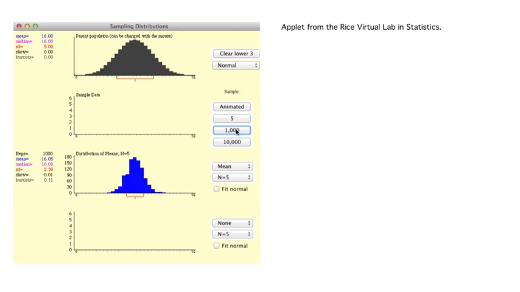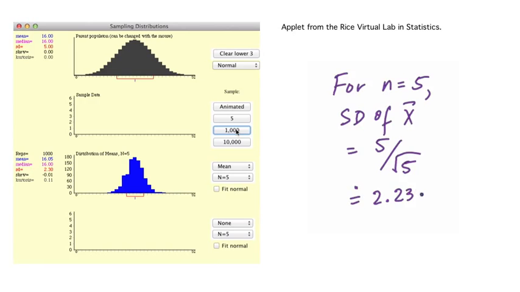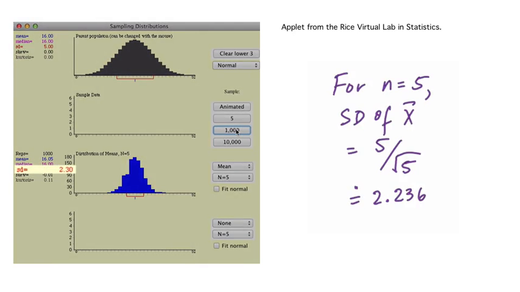Also, it is much less spread than we have in our theoretical model, also expected. The standard deviation of the distribution of means of samples of size 5 should be the theoretical model standard deviation divided by the square root of the sample size 5. And 5 divided by the square root of 5 is 2.236, and this is very close to the 2.30 we got for the standard deviation of our 1,000 samples.